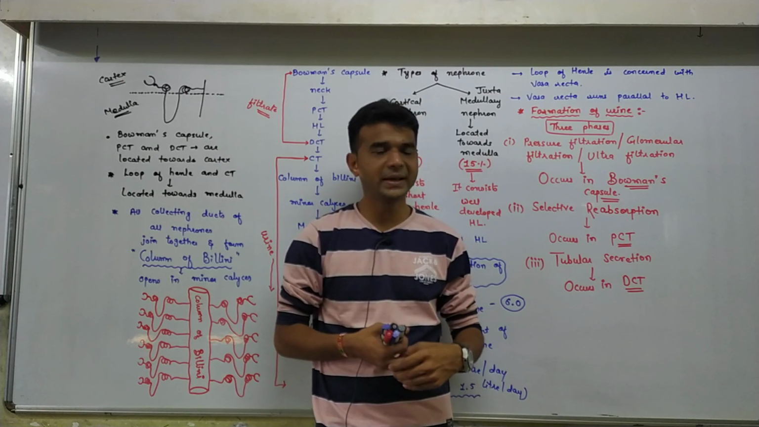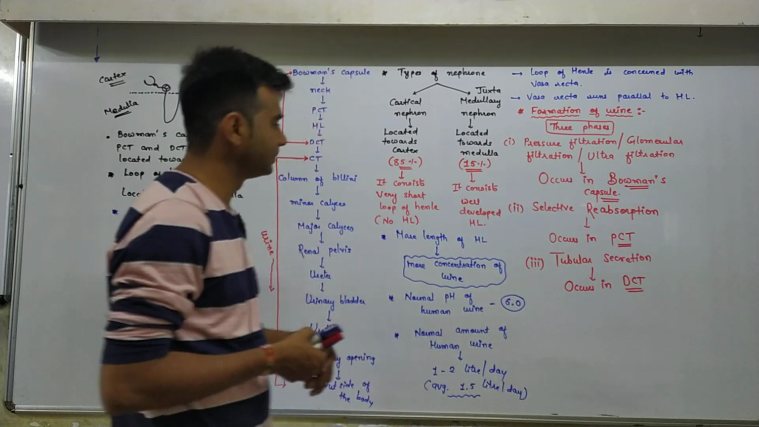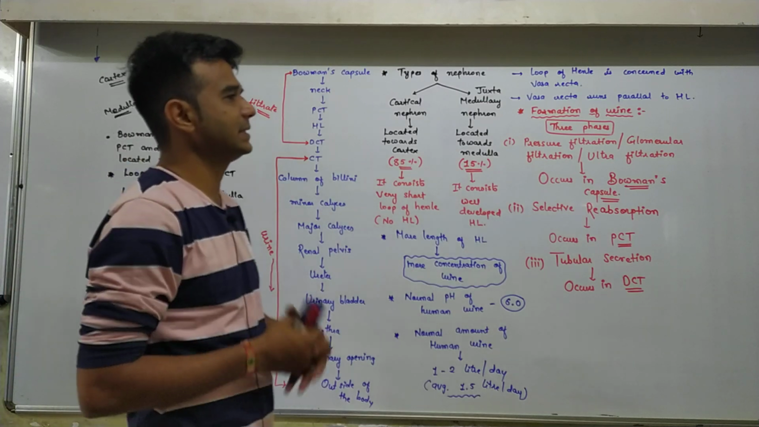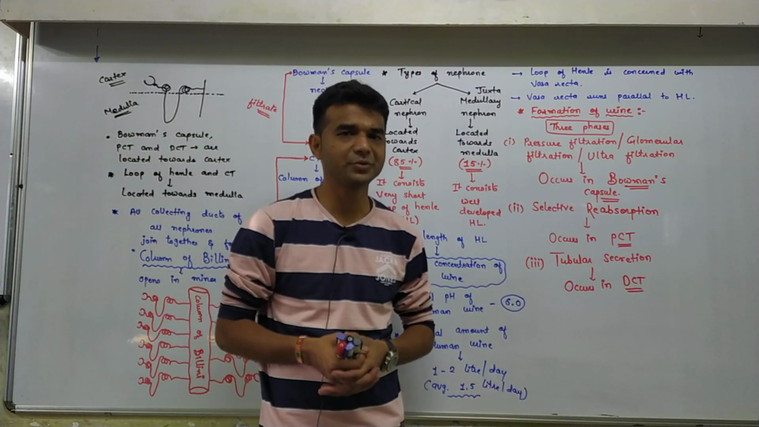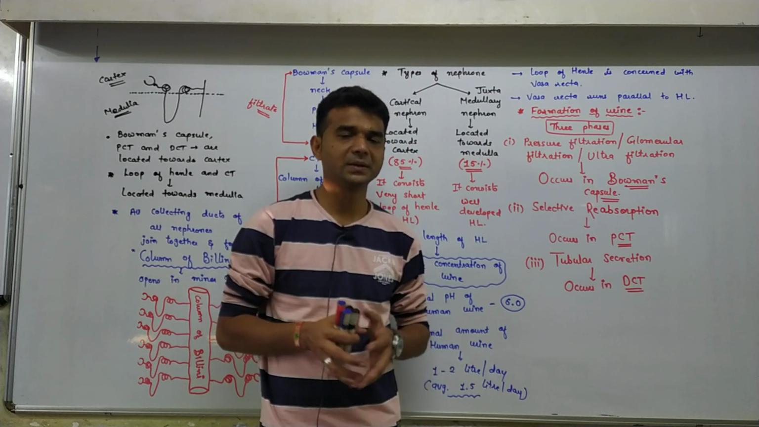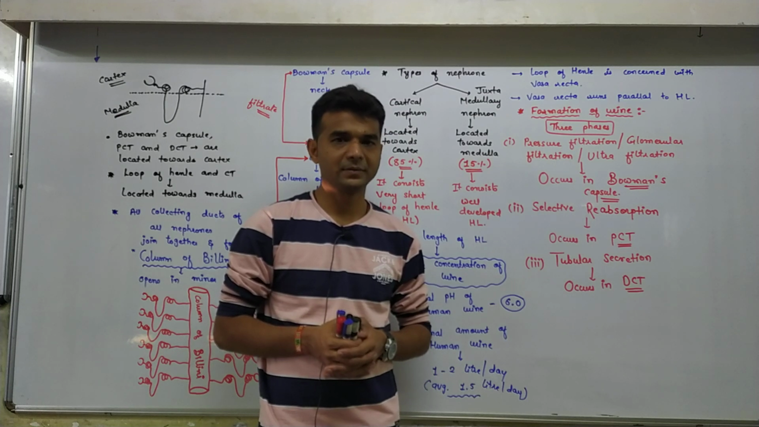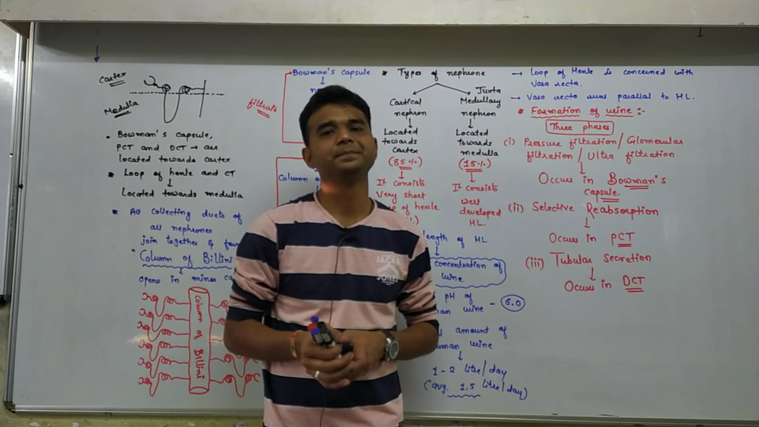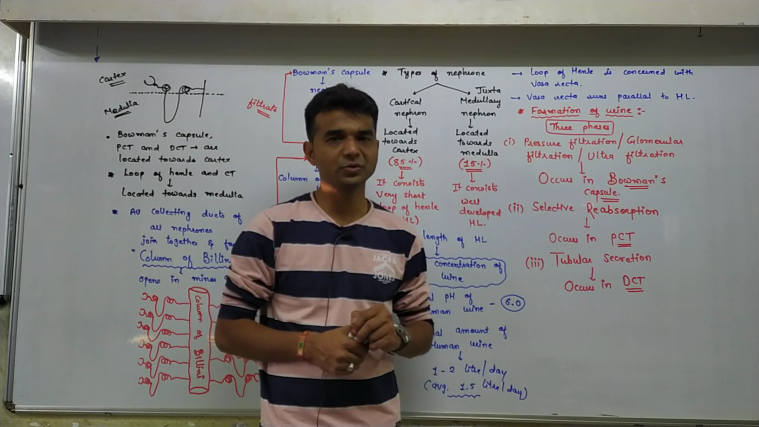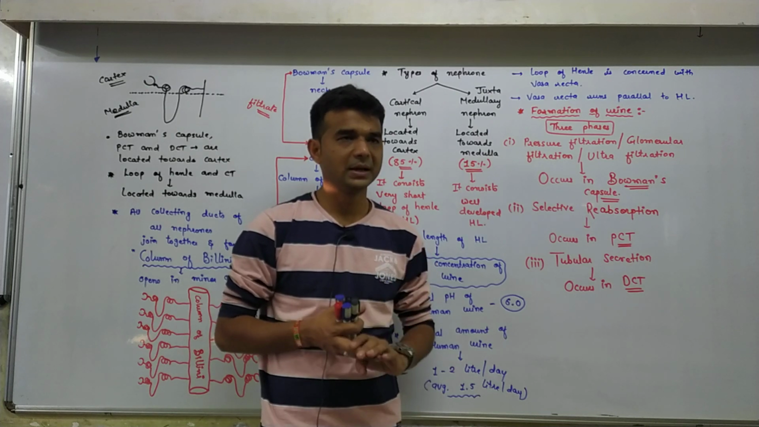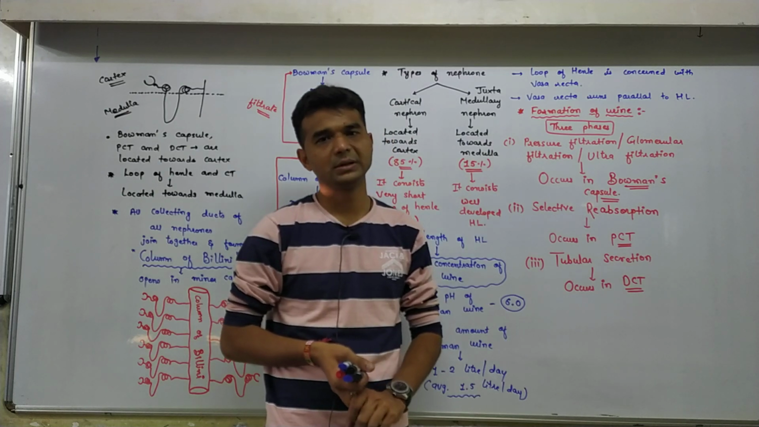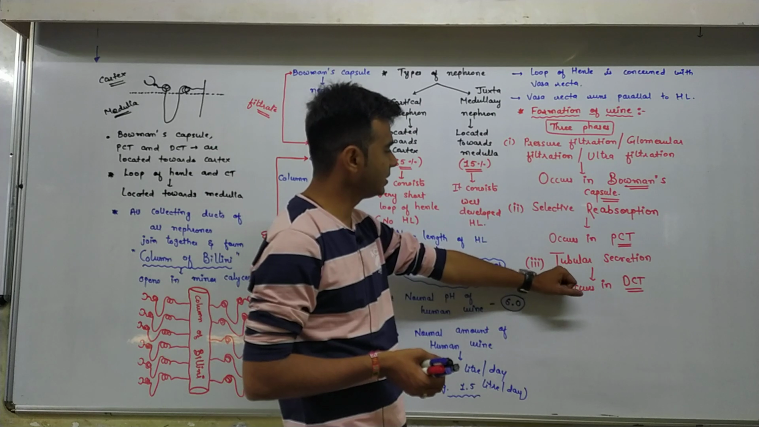Then the third phase is known as tubular secretion. Some poisonous substances, some medicines, some toxic substances, some drugs, okay, some other products are not filtered in the Bowman's capsule and remain in the blood. They are now directly secreted into the tubule. That's why it is known as tubular secretion.